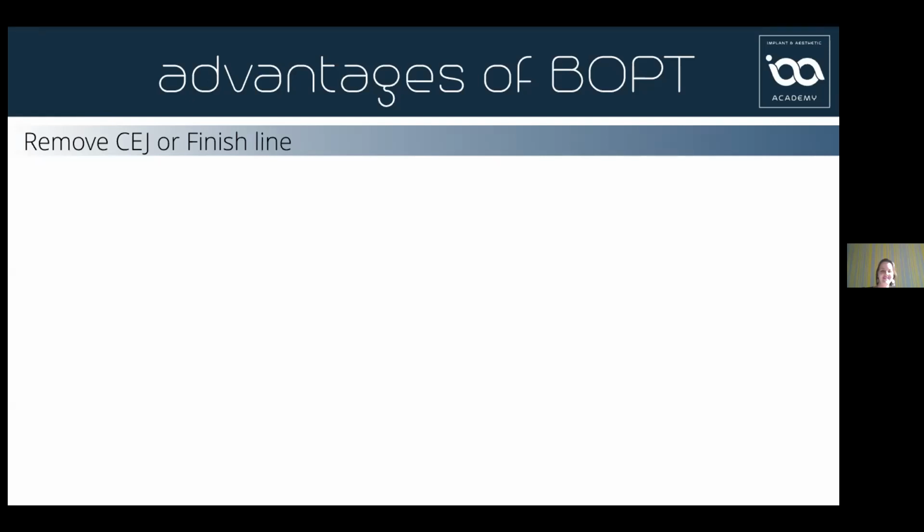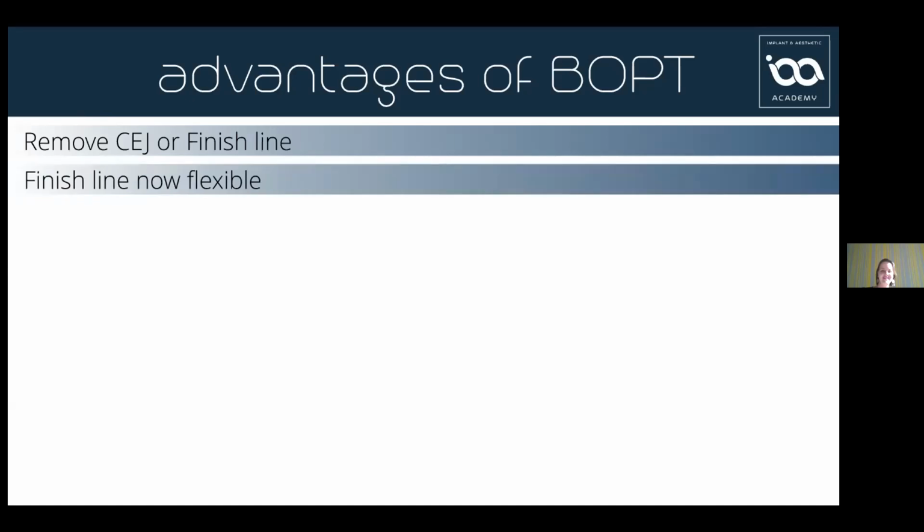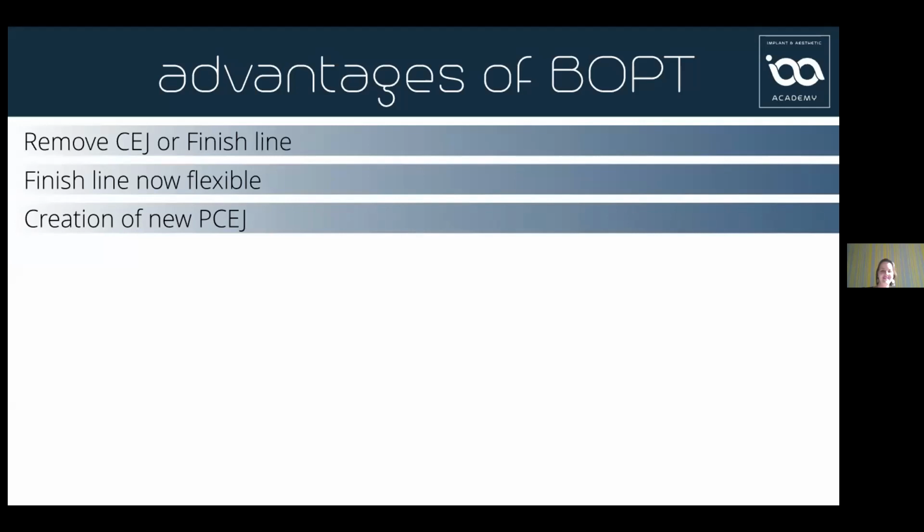So having no finish line means that if the gingival situation changes, it's possible to accommodate without re-preparing the tooth. So the finish line is now flexible. In other words, that finish line can move up or down the tooth without any further preparation to the tooth itself. So we have flexibility in moving this, and this really helps a lot. And instead of the CEJ, which we know is a healthy situation when it comes to stability of soft tissue, we're creating a new, what we call porcelain CEJ.